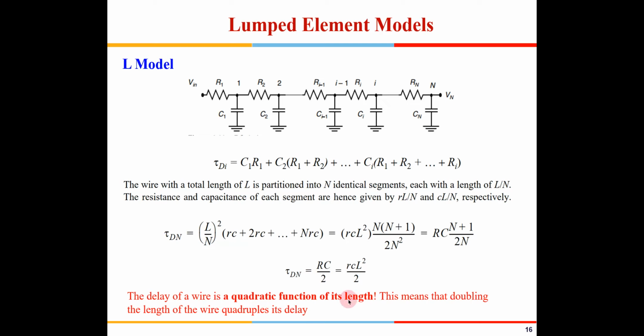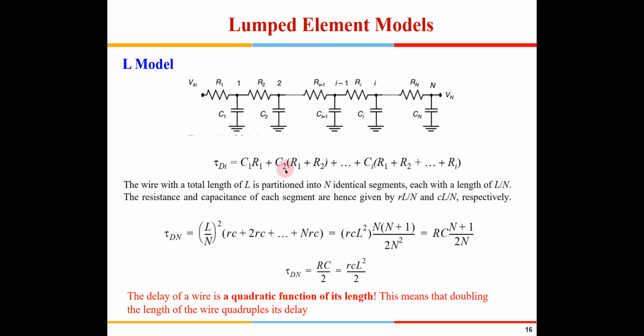I have put this model just to explain that the delay is a quadratic function of the length of the wire. This is true even for all the models. Just for simplification, I have used this model here. So you have R1, C1, R2, C2, and so on: these are the n segments. Instead of a single R and C, n segments are shown here.